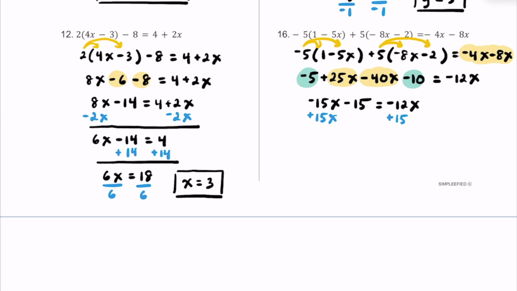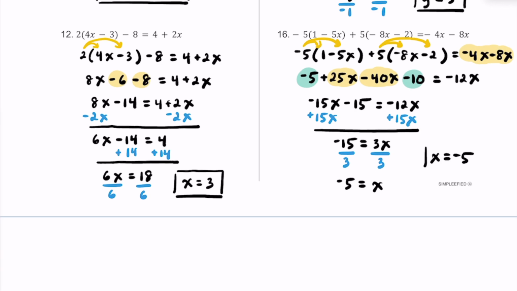So I'm going to add 15x to both sides here. That way we have that minus 15 or negative 15 alone on the left side. So we're going to get negative 15 is equal to, and then negative 12x plus 15x is positive 3x. All right, so now it's just a one-step equation. Let's go ahead and divide both sides by 3. If we do that, we're going to get negative 5 is equal to 1x. And we can turn this around and say that x is equal to negative 5. This would be our solution.